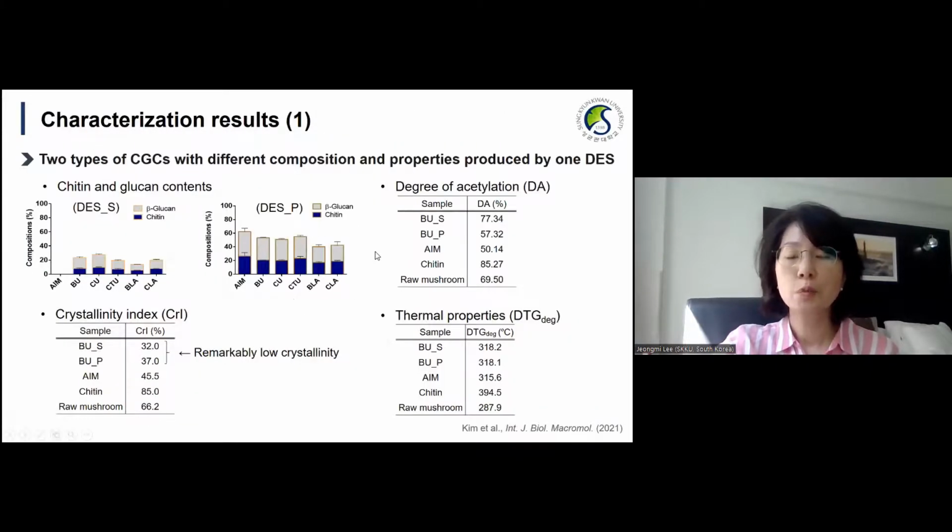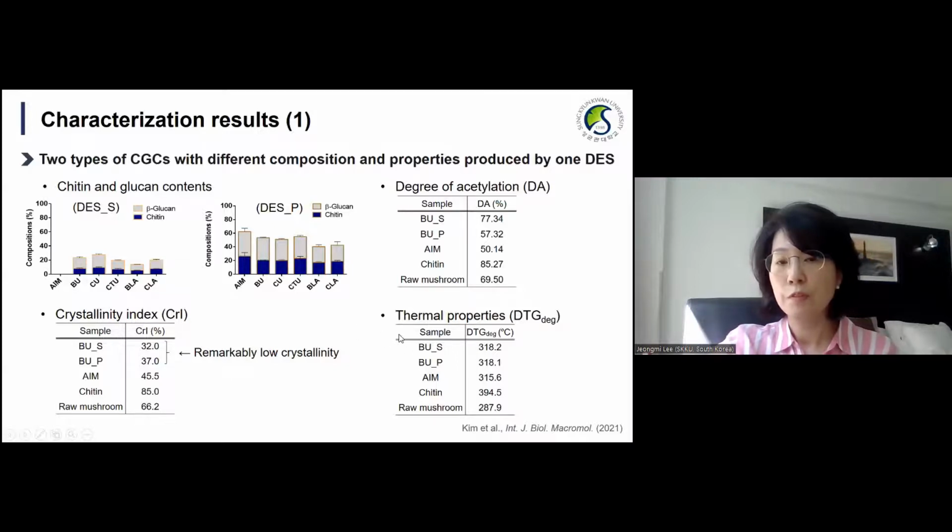Anyways, but what was more interesting about our results was that many DES-based CGCs were found to have a very low crystallinity compared to the reference method or chitin, which is commercially available and was derived from crustacean shells. And even raw mushroom has quite a high crystallinity index. So it was quite interesting to see that DES could remarkably lower the crystallinity of CGC.